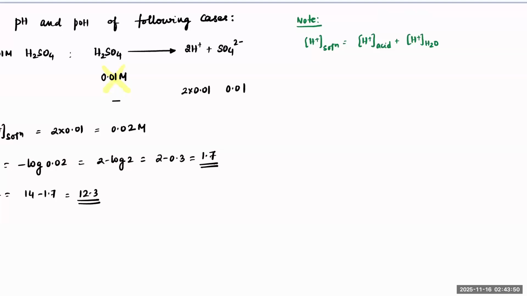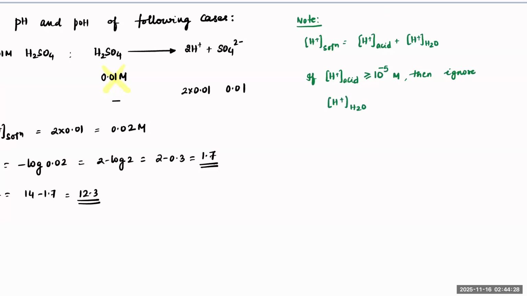Listen up everybody carefully. If the H plus concentration coming from acid is greater than or equal to 10 raised to power of minus 5 molar, then ignore the H plus ion concentration from water. Clear? So that means you will ignore this value here.